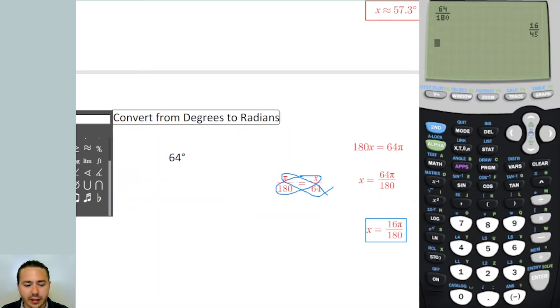So 16, what was it again? Let's pull that back up. 16 over 45. So 16 pi over 45 radians. So this would be equivalent to 64 degrees.